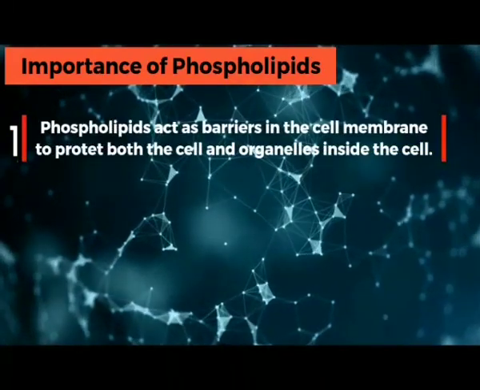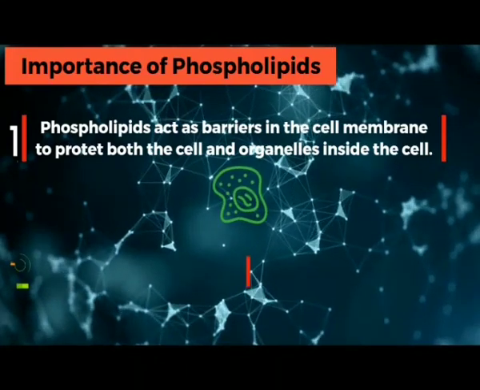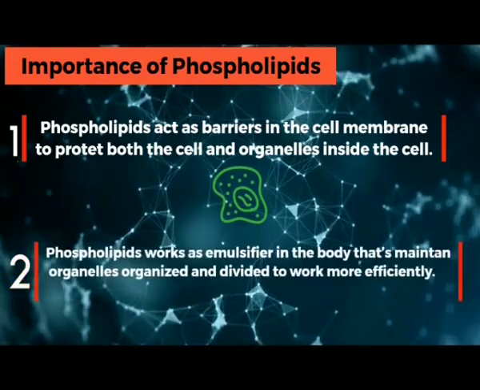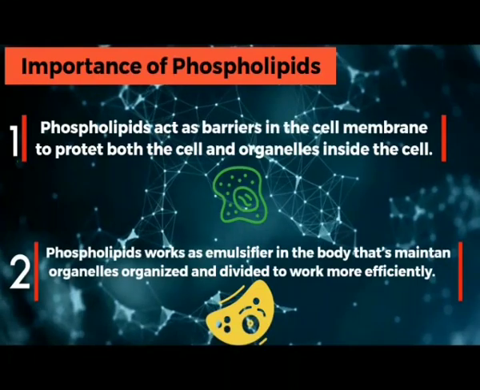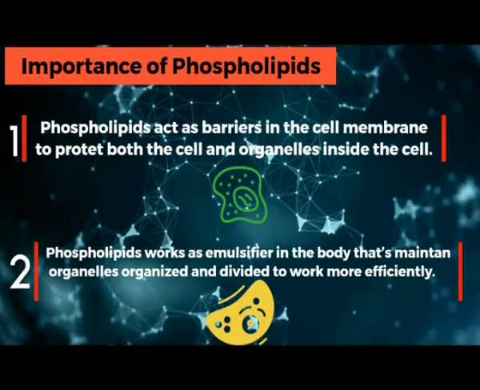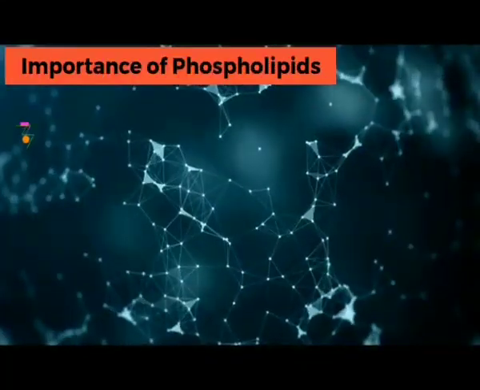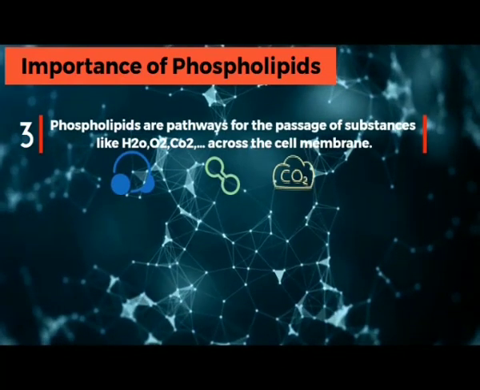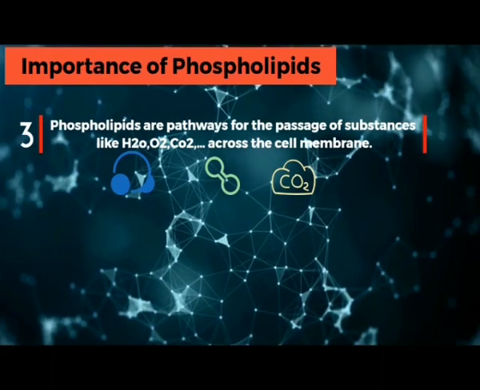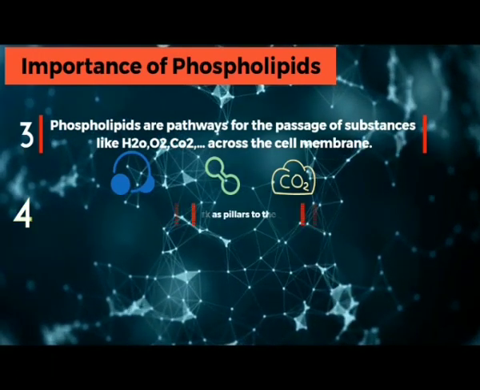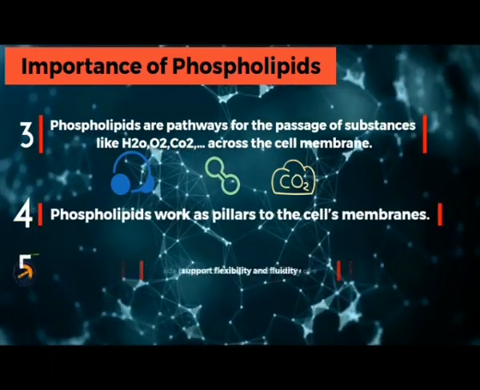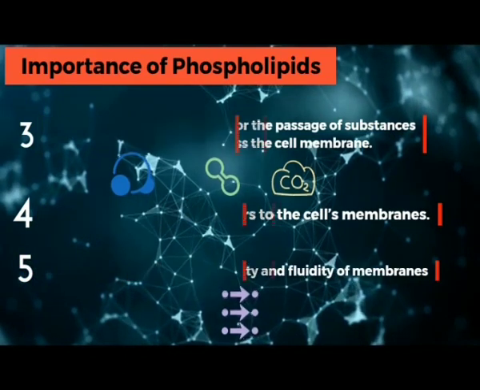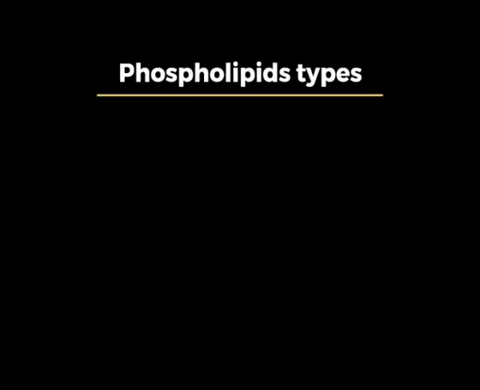Importance of phospholipids. Phospholipids act as barriers in the cell membrane to protect both the cell and the organelles inside the cell. Phospholipids work as emulsifiers in the body, that is, they keep organelles organized and divided to work more efficiently. Phospholipids are pathways for the passage of substances like H2O, O2, CO2 across the cell membrane. Phospholipids work as pillars of the cell membrane. Phospholipids support the flexibility and the fluidity of membranes.